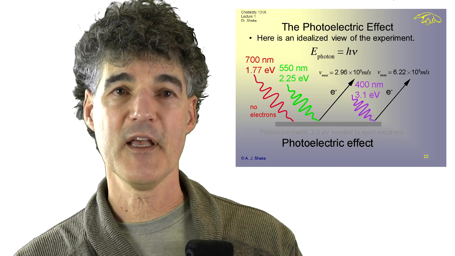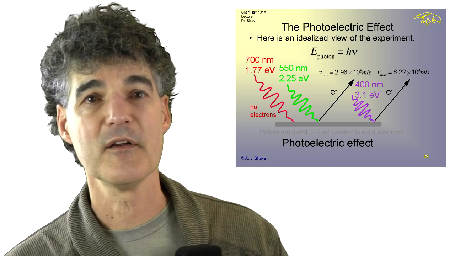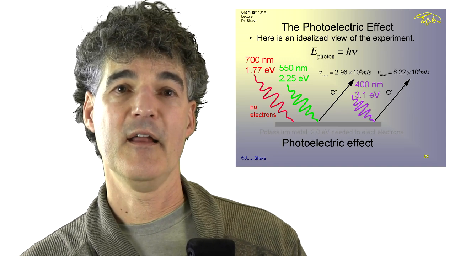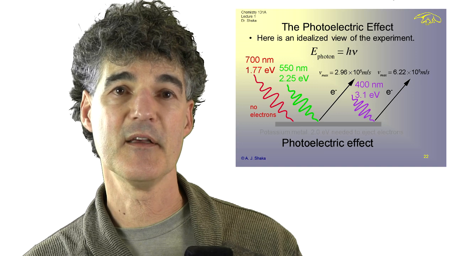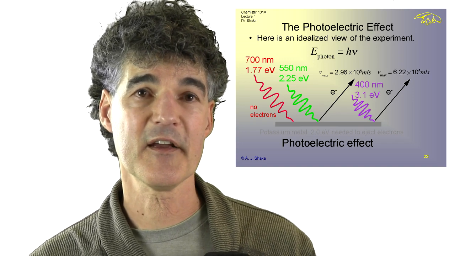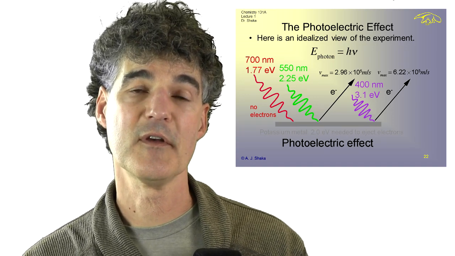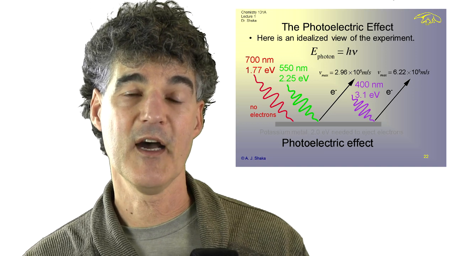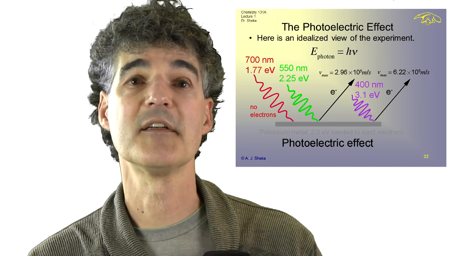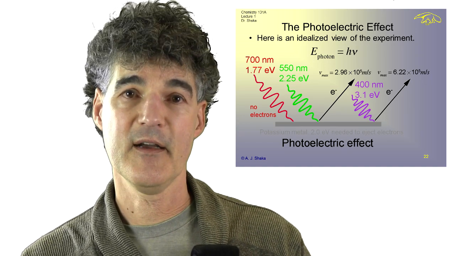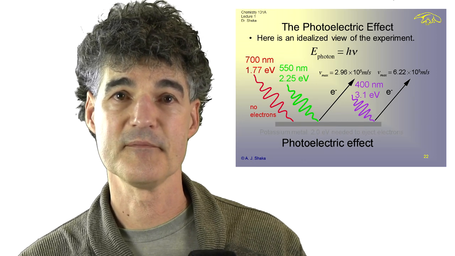If we have 700 nanometer light, which is red, we get no electrons. If we shine in green light at 550, we get electrons that come out, and they come out with a maximum speed that we can measure by timing when they hit a detector of about 3 times 10 to the 5 meters per second. And if we use more energetic light toward the violet end of the visible spectrum, then we also get electrons out instantaneously, but now the speed of the electrons is higher, so the electrons have more energy.